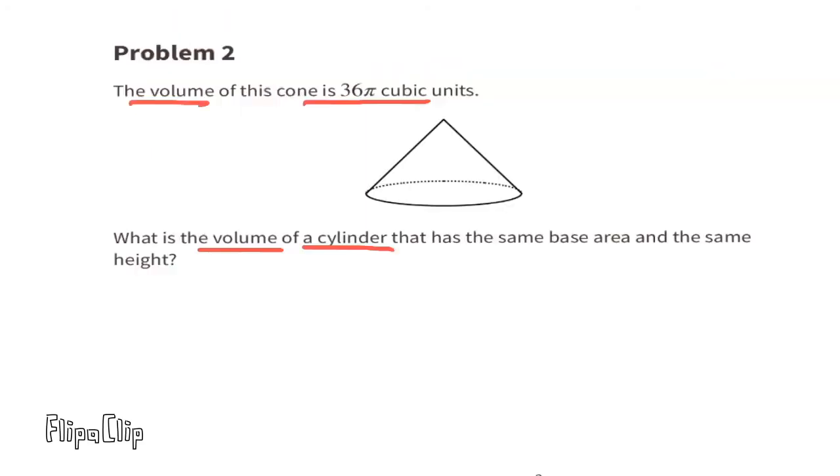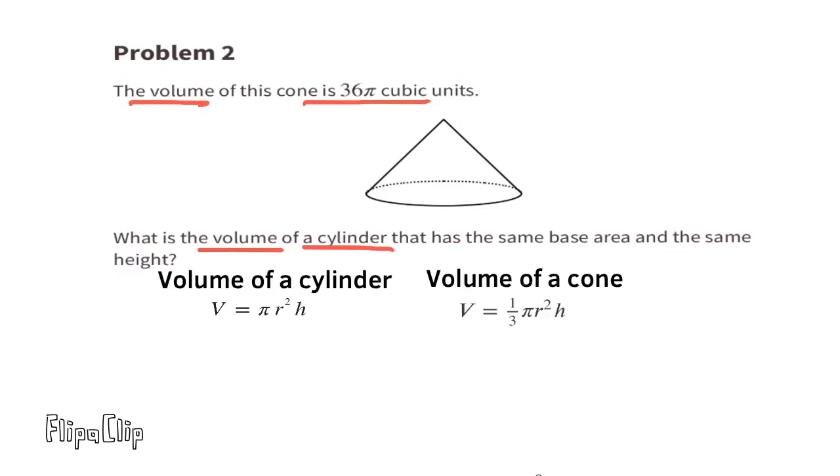Problem number 2. The volume of this cone is 36 times pi cubic units. What is the volume of a cylinder that has the same base area and the same height? The formula for finding the volume of a cylinder is pi times r squared times height, and the formula for finding the volume of a cone is 1/3 times pi r squared times height.